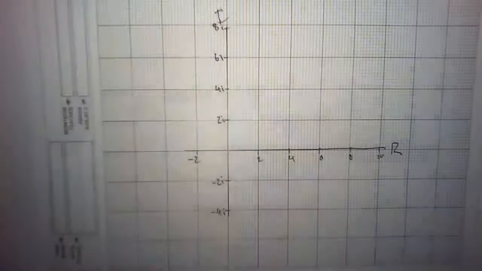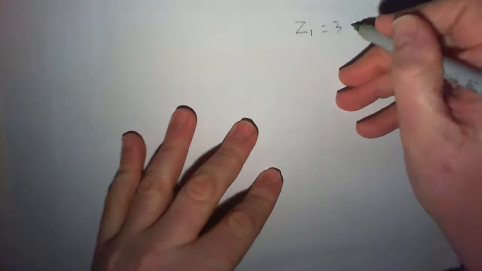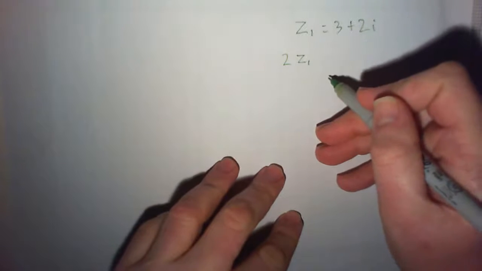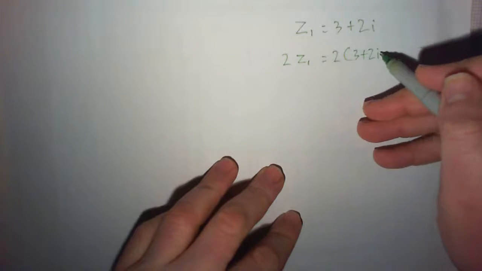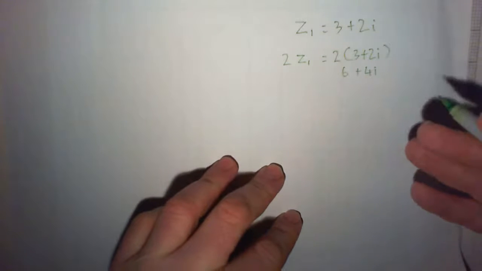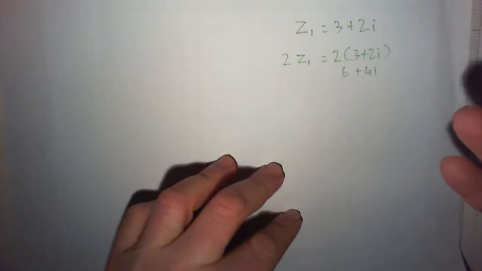So first of all, before I draw on the Argand diagram, I'm just going to do a little bit of maths here. I'm going to take a number, Z1, and Z1 is equal to 3 plus 2i. Nothing unusual about that. Now, what's 2 times Z1? At this stage, you should all be able to do that. Well, it's just 2 times 3 plus 2i, which is 6 plus 4i. So that's 2 times Z1. Nothing too crazy about that.